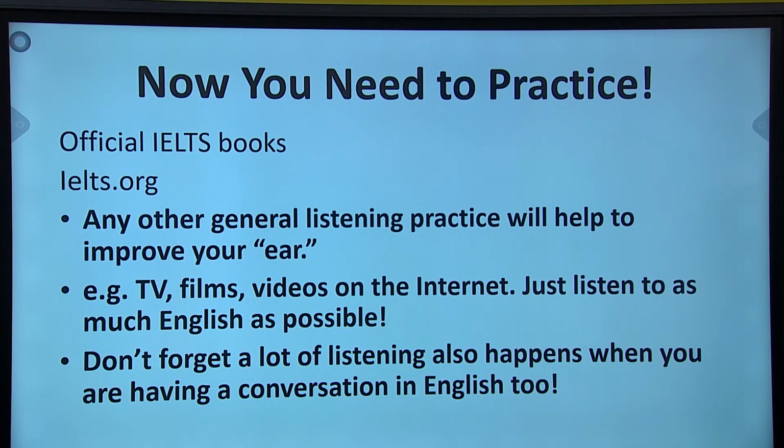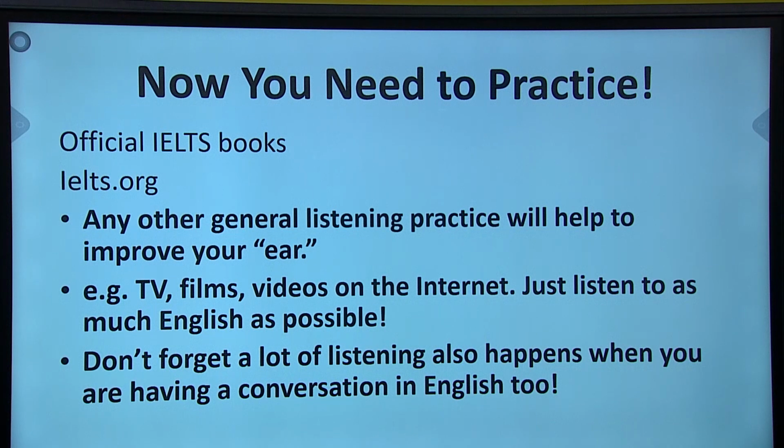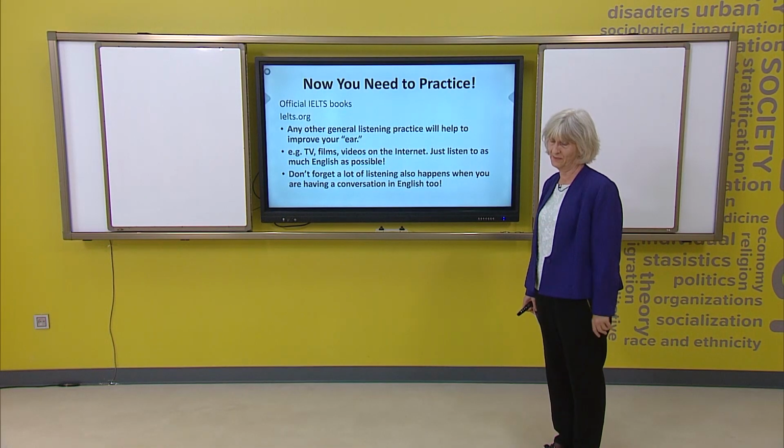So you can watch TV in English if possible, films in English, videos on the internet. Just listen to as much English as possible, English songs. Anything in English will help your ear tune in to the language and will improve your listening skills later for your IELTS exam. And also last, don't forget, a lot of listening also happens when you are having a conversation in English. When you have a conversation in English, you are listening as well as speaking. So try and do as much of that as possible.